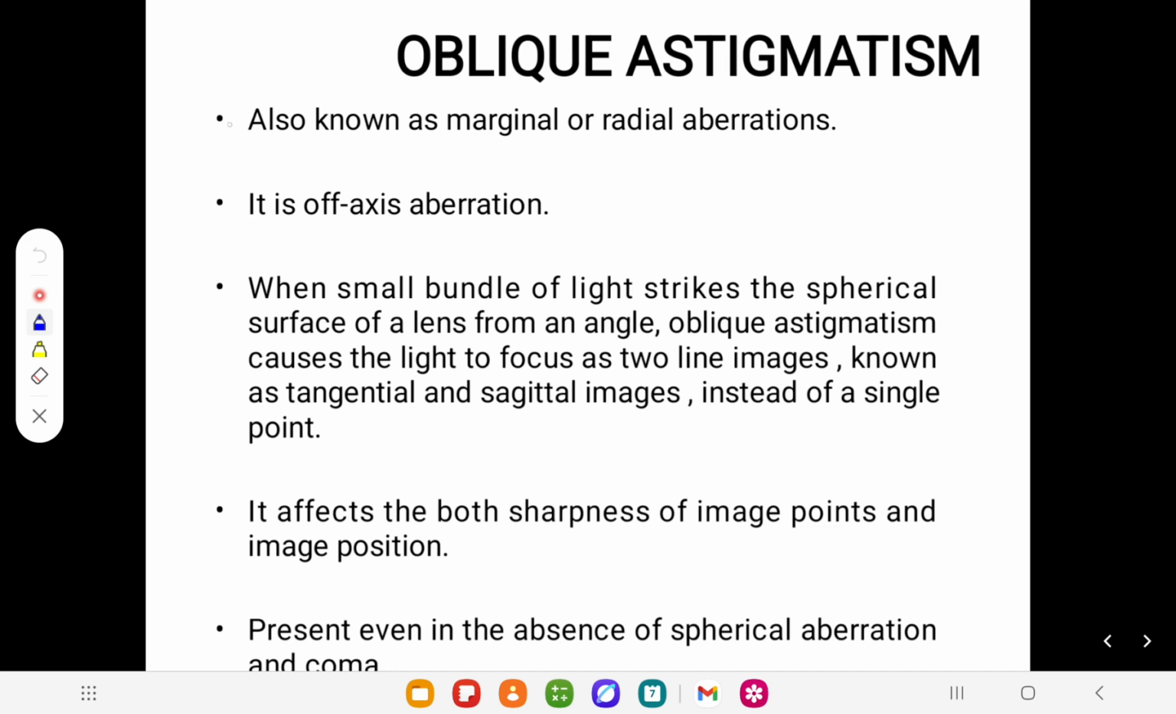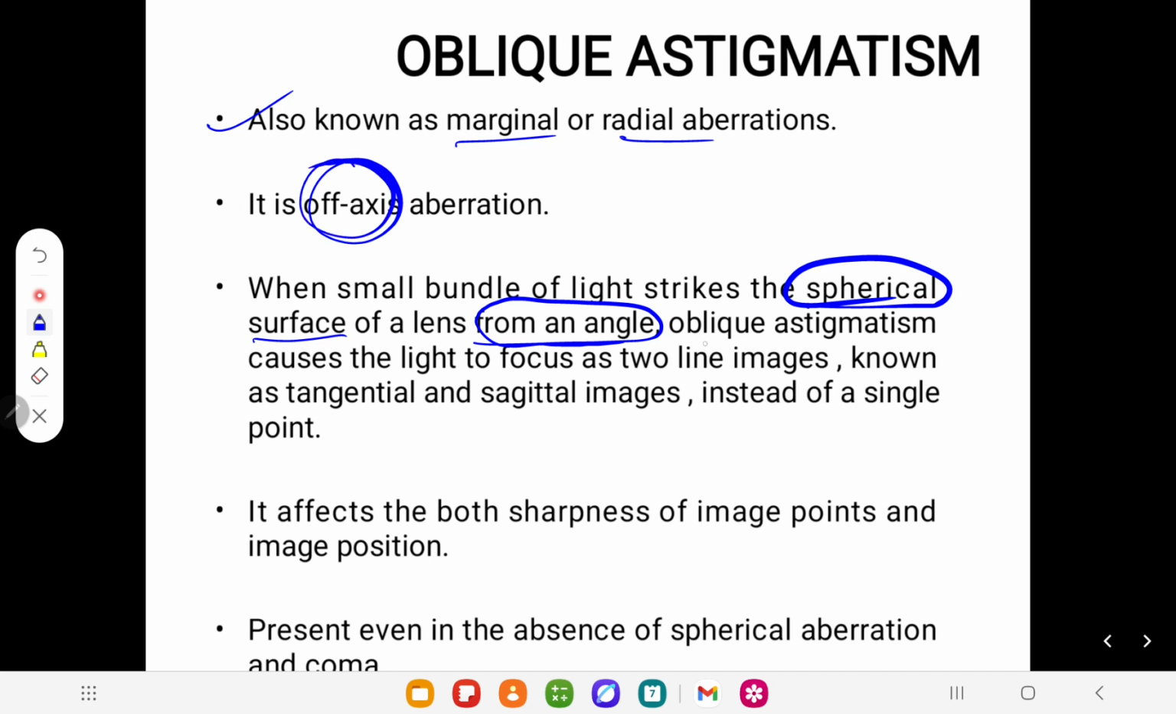Oblique astigmatism we sometimes call marginal astigmatism or radial astigmatism aberration. It is also an off-axis aberration like coma. When a small bundle of light strikes the spherical surface of a lens from an angle, what do you mean by angle? It means off axis. So if the lens is spherical but light hits in a slanted way, it creates oblique astigmatism.